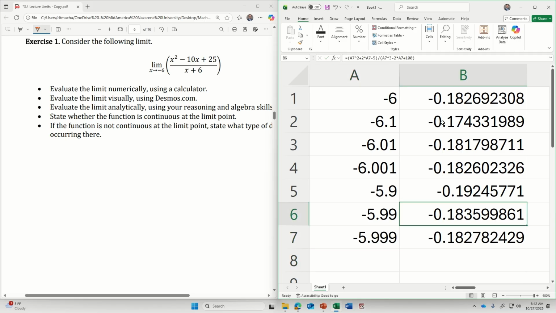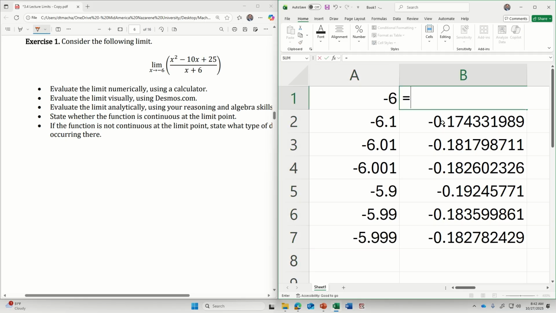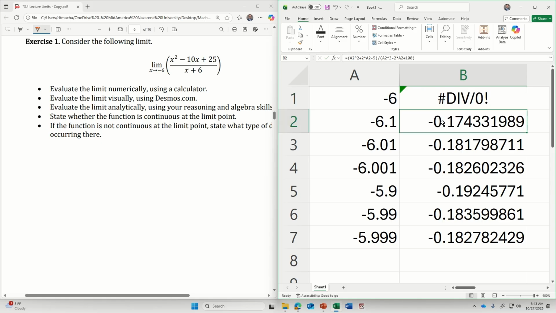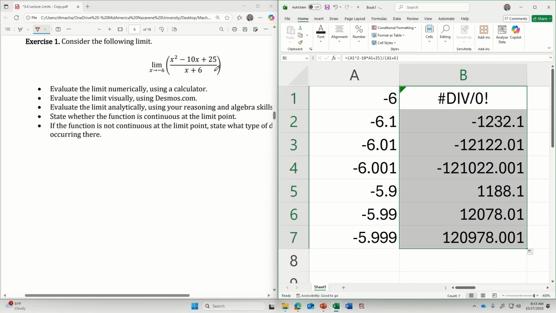-5.999. And then I've got to plug in my function here. This time my function is x squared minus 10x plus 25 divided by x plus 6. And so you can see the problem. Whenever I plug in x equals -6, the denominator becomes 0, and I can't divide by 0. So Excel tells me.